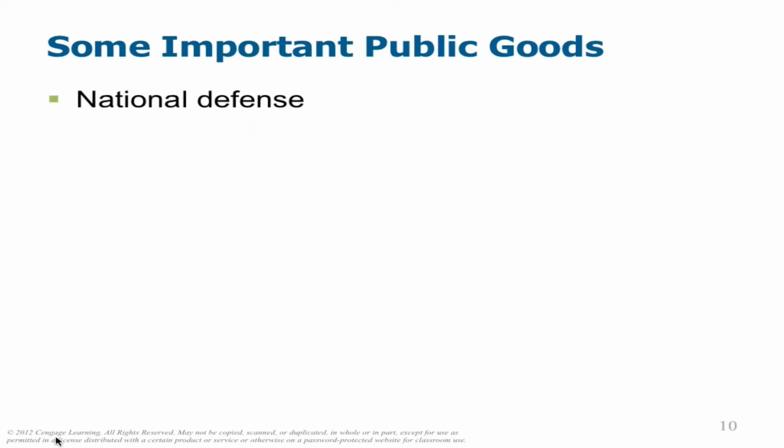Okay, some really important public goods that are out there. National defense. Huge. If we did not have national defense, we would be hugely vulnerable. Name a nation for me that you are aware of that doesn't have very good national defense? Switzerland. Finland. Finland doesn't have a Swiss military.